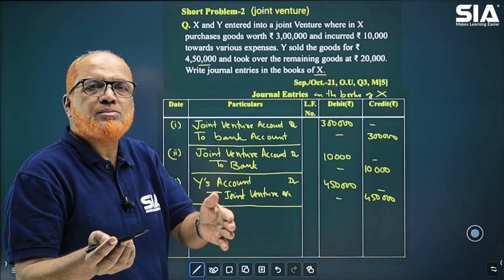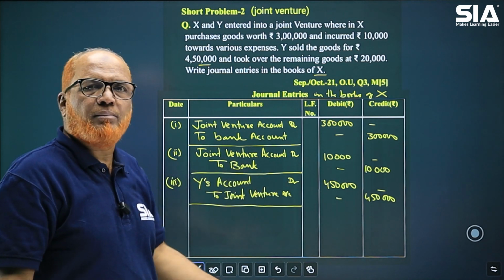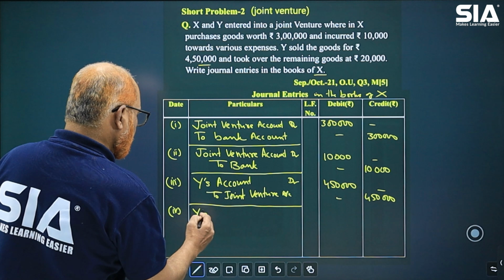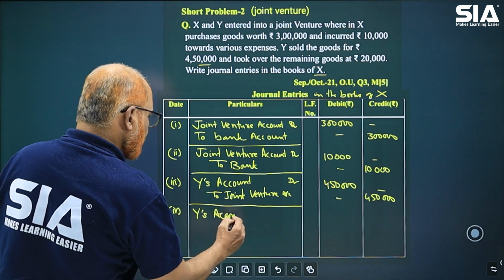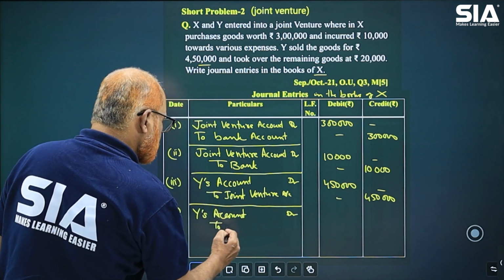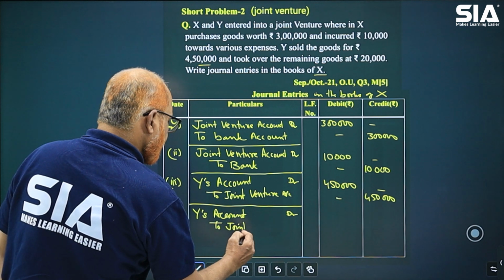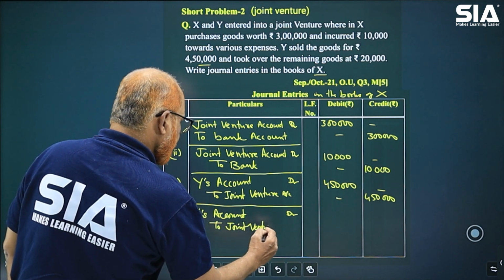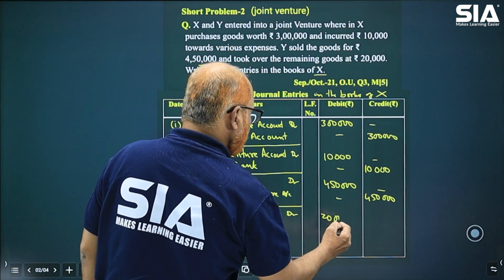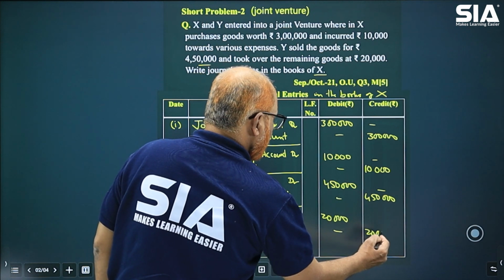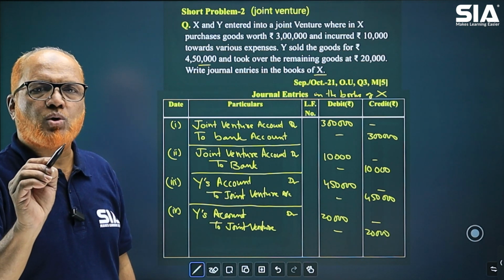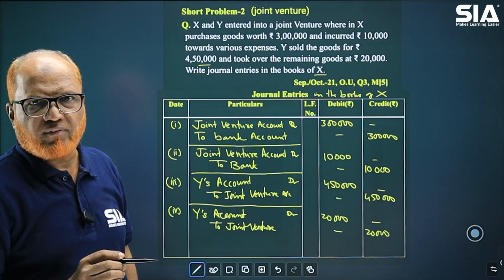That's all. So Y sold the goods for 4,50,000 and took over the remaining goods at 20,000. Some goods are there which have been taken over by Y. So the same entry: Y's account debtor, because Y is taking over, to joint venture, 20,000, worth of goods taken over by Y. What narration will you give for this one? Being the remaining goods of joint venture taken over by Y.